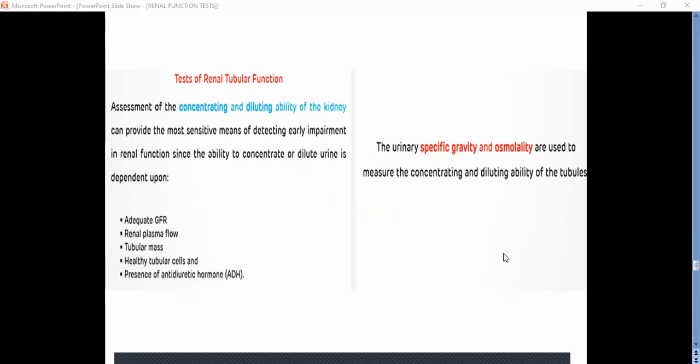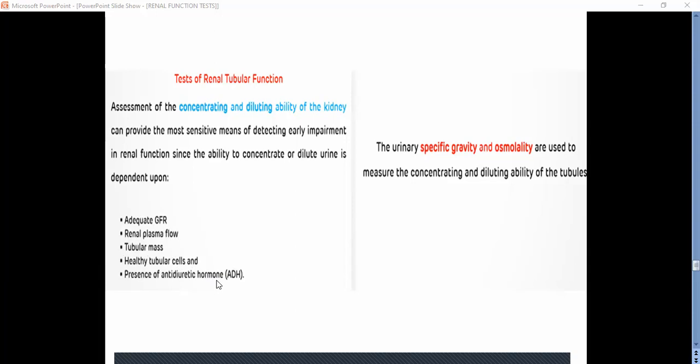Next, we have analyzed the GFR at the glomerulus level. Now we will analyze the kidney function at the tubular level, which may be the PCT or DCT level. Assessment of the concentrating and diluting ability of the kidney can provide the most sensitive means of detecting early impairment in renal function, since the ability to concentrate or dilute urine depends upon adequate GFR, renal plasma flow, tubular mass, healthy tubular cells, and the presence of antidiuretic hormone.